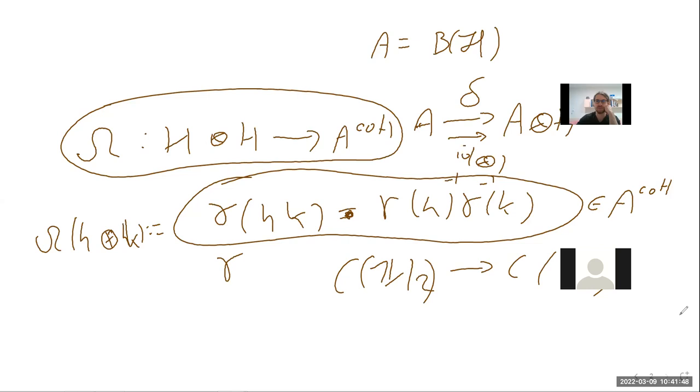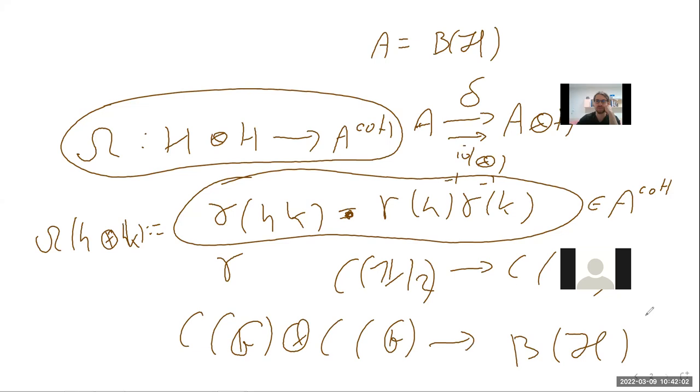Okay, that's fine. I can take this H to be L2 of G, right? And I just get such a funny map. This is B of H, and this is coaction invariant. And I don't see what the relationship is between such a map, which is my omega, maybe I should call it lowercase omega, and your capital omega. I don't see it. I'm sure it exists, and then you have it.